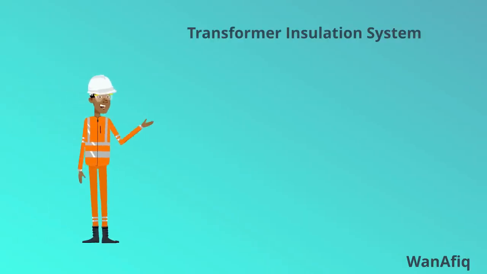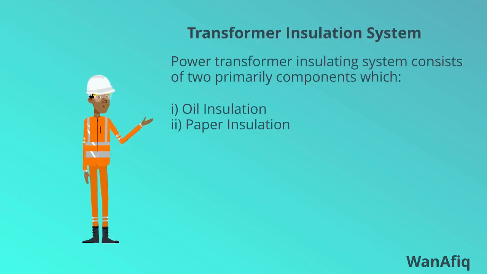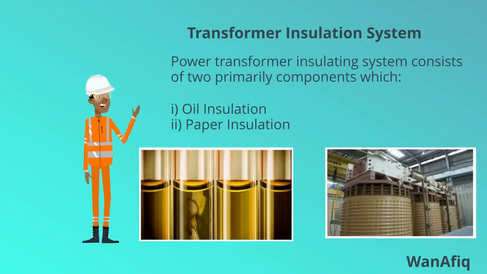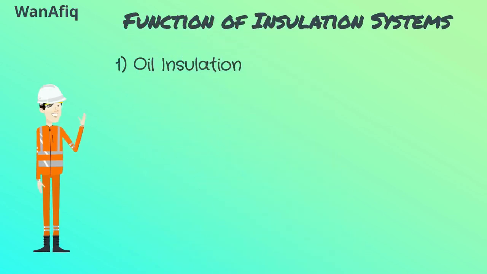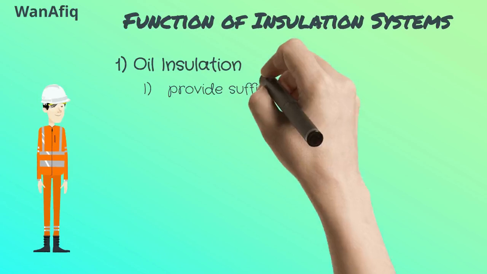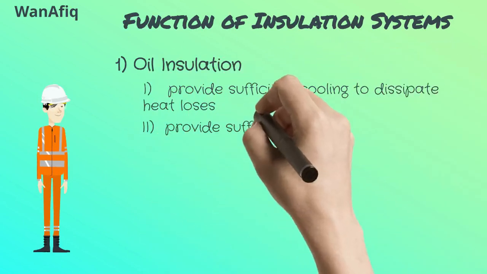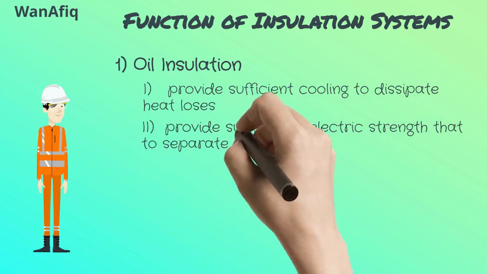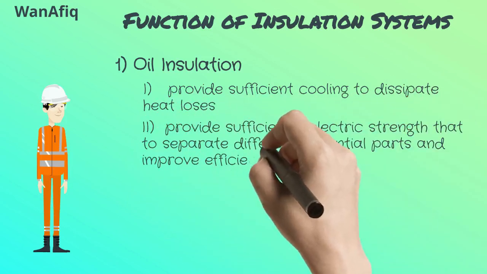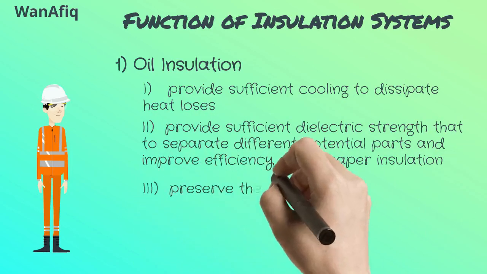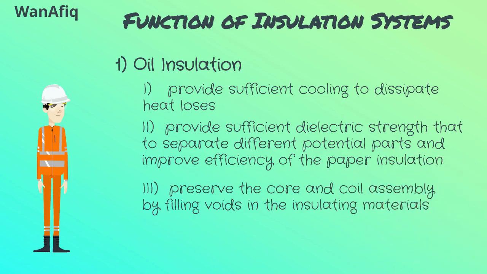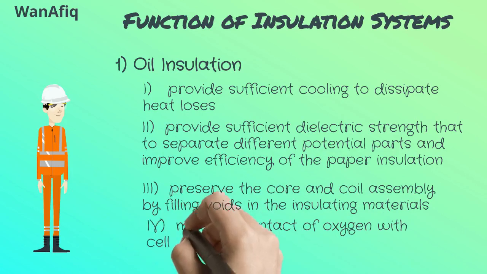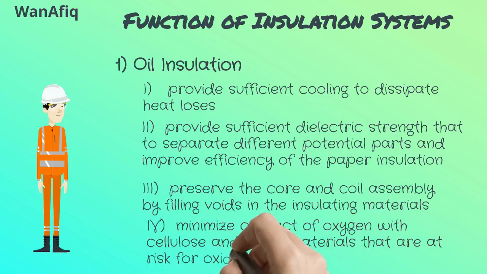The power transformer insulating system consists of two primary components, which are oil insulation and paper insulation. Function of the insulation system. First, oil insulation. Oil insulation provides sufficient cooling to dissipate the heat loss, provides sufficient dielectric strength to separate different potential parts, and improves the efficiency of the paper insulation. It preserves the core and coil assembly by filling voids in the insulating materials and minimizes contact of oxygen with cellulose and other materials that are at risk of oxidation.